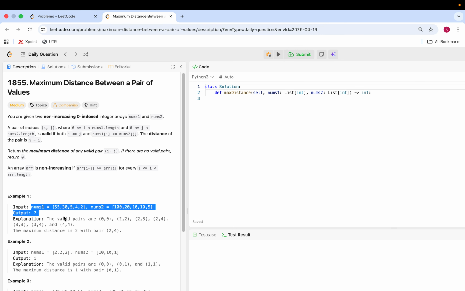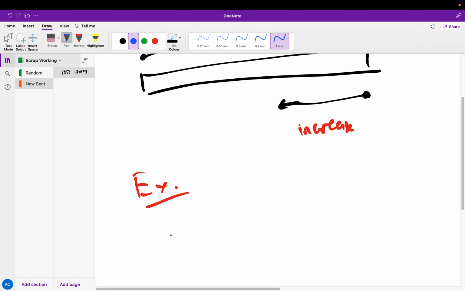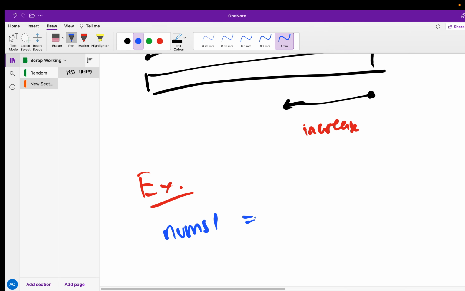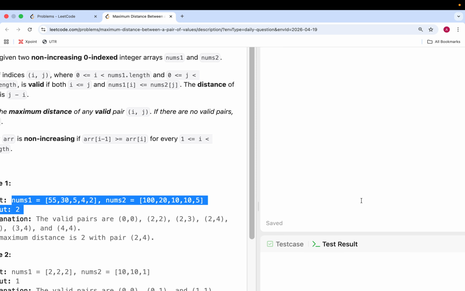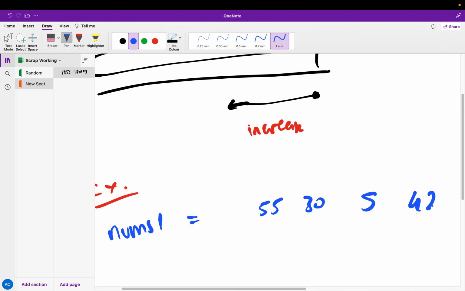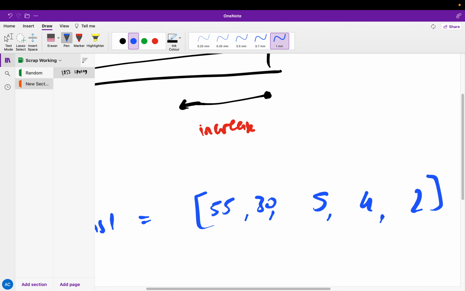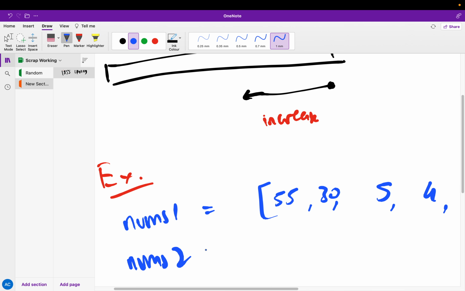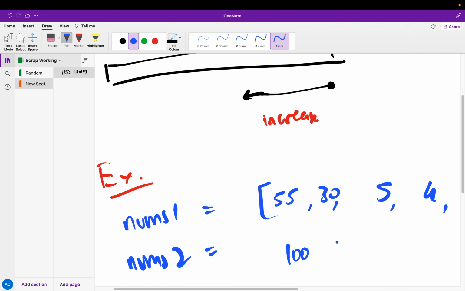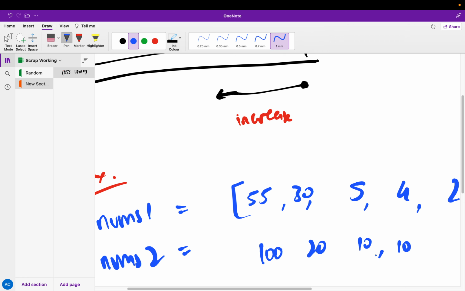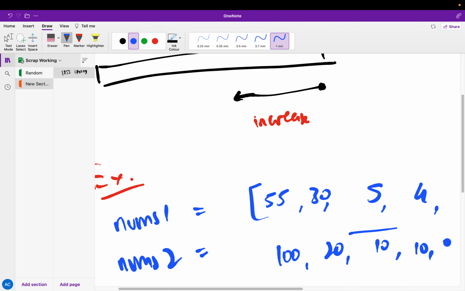So if I take an example, nums1 looks like 55, 30, 5, 4, 2. And nums2 is equal to 120, 10, 10. So yeah, numbers can stay the same as you read across, but they shouldn't go up.